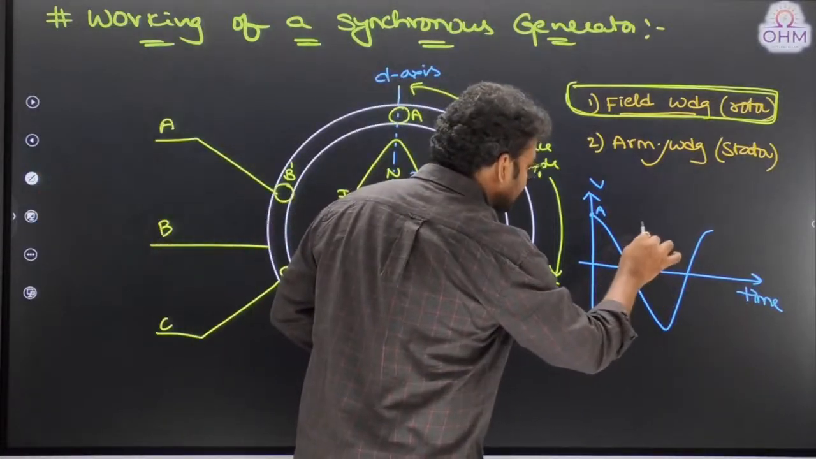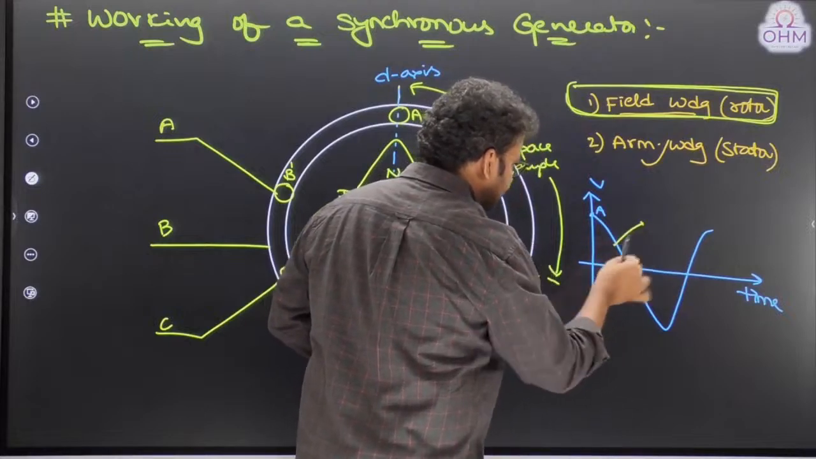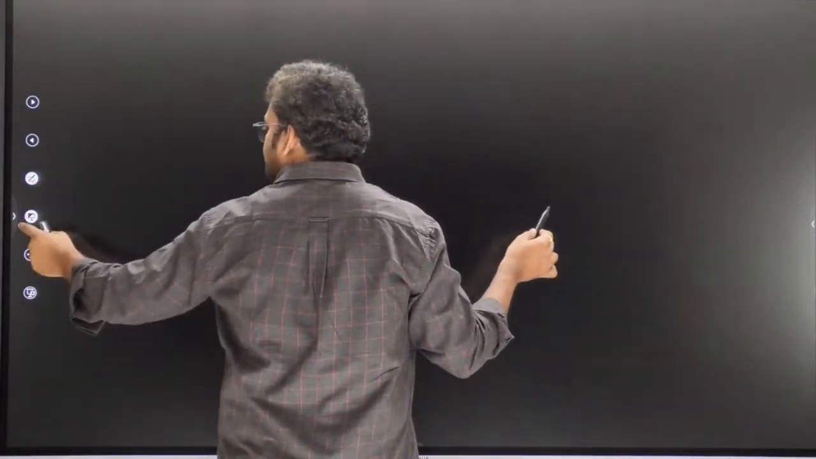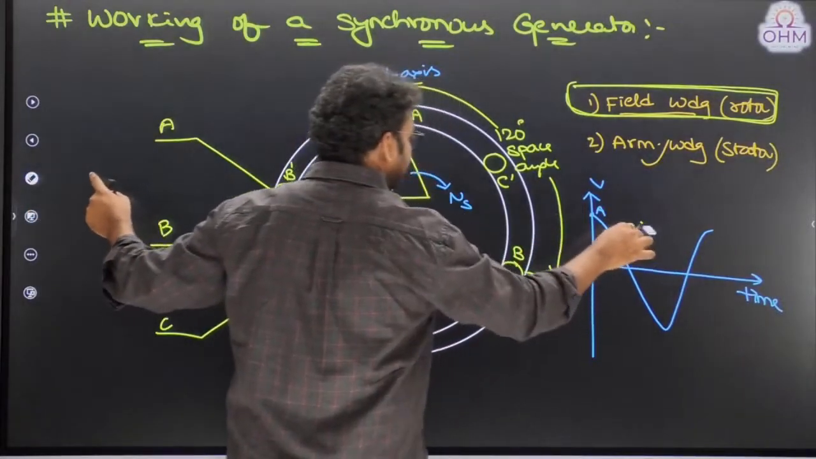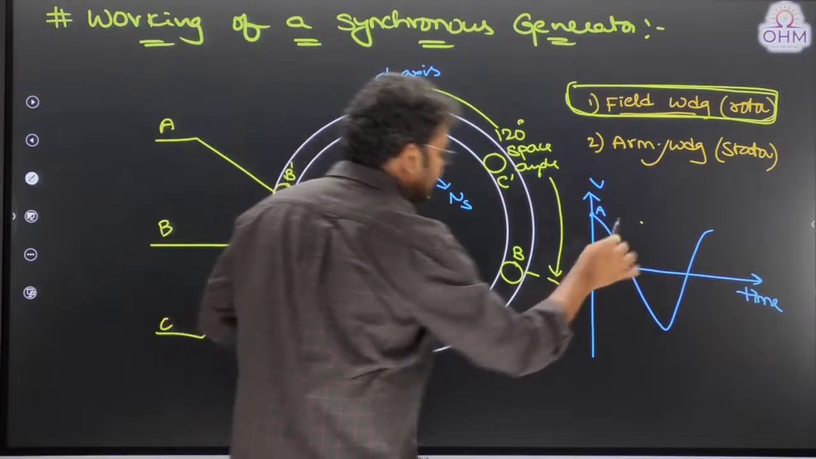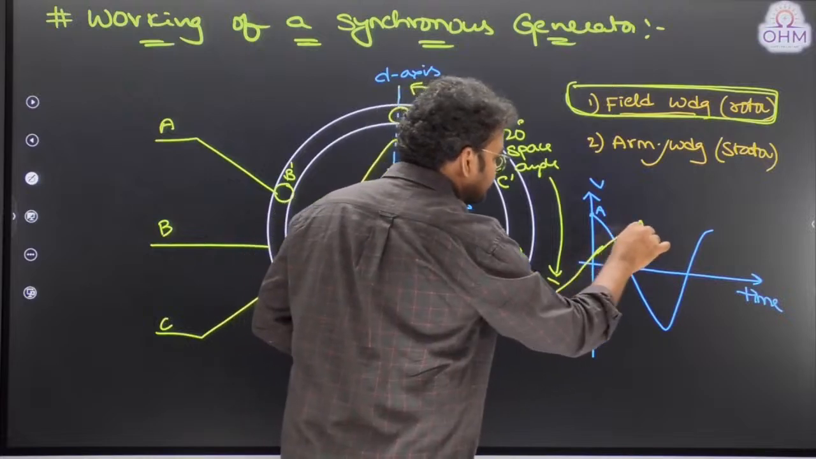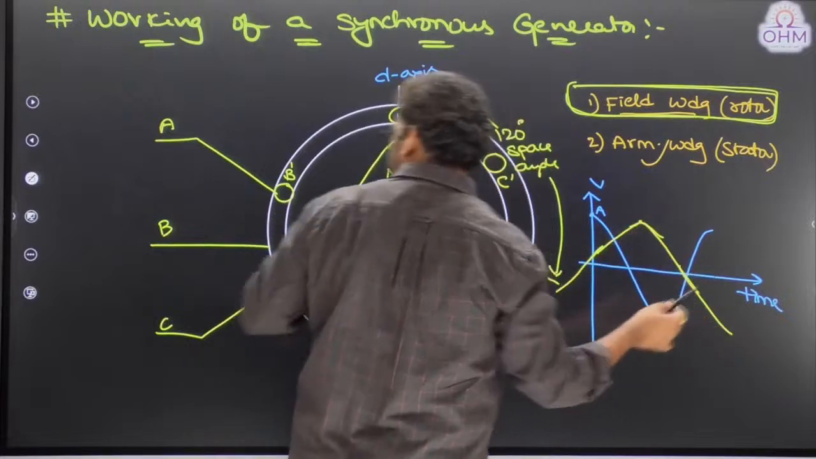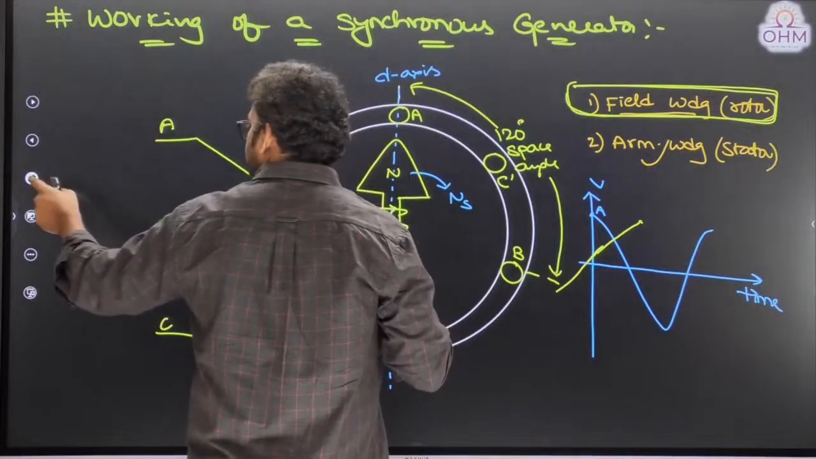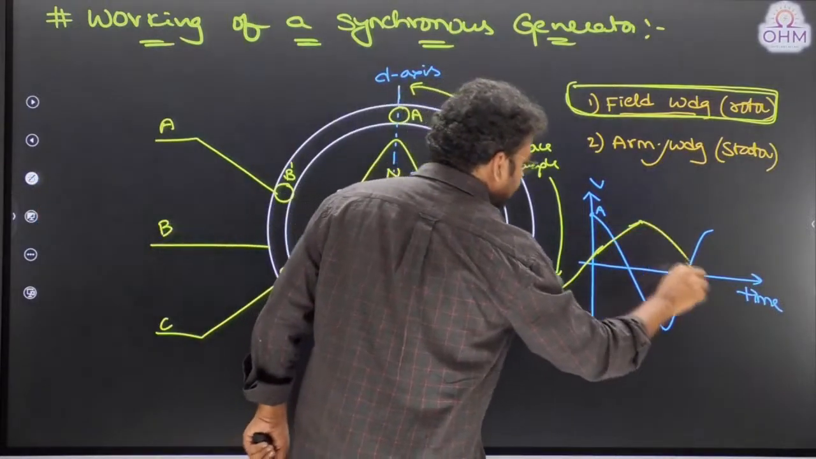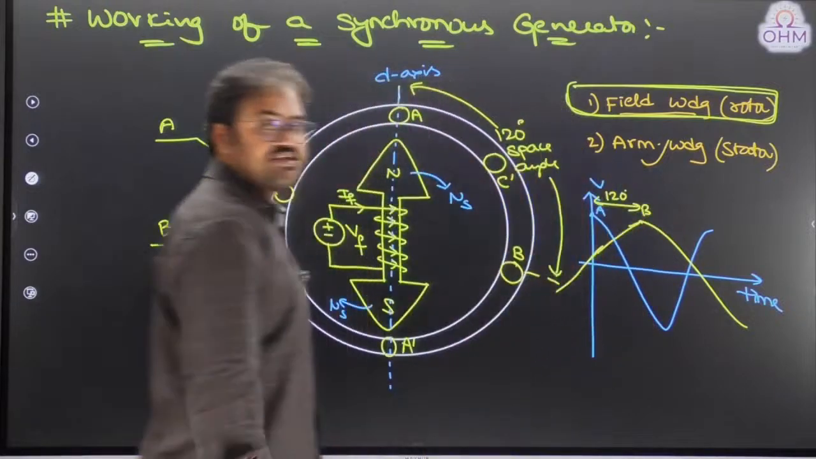Let me use a different color. See, let's say from here to here, this is 120 degrees. Okay, just a moment. I'm not good at diagrams. I hope you're able to understand. So, this is going to be phase B voltage. Okay, just a minute. Okay, this is phase B voltage. So from phase A to phase B, you can see there is a 120 degrees phase angle difference.